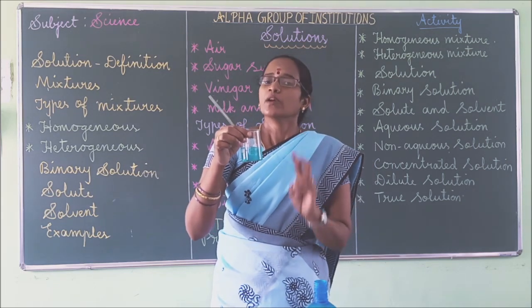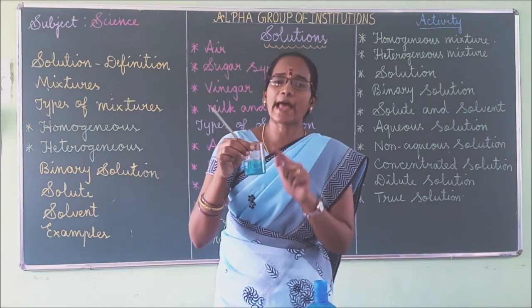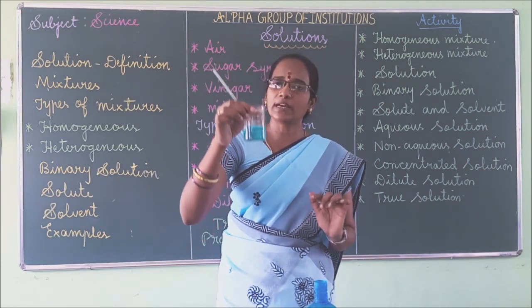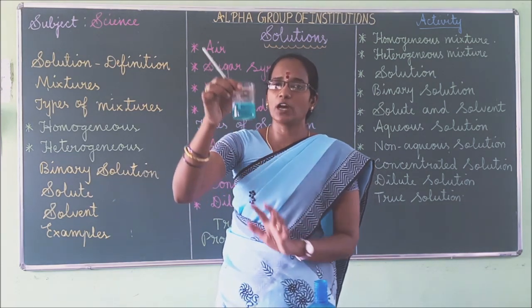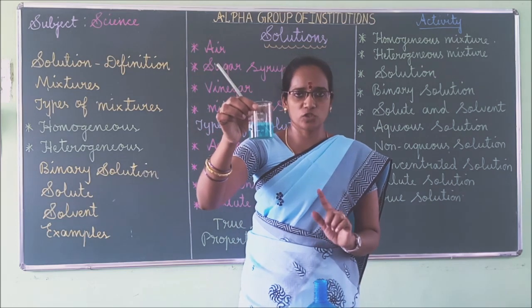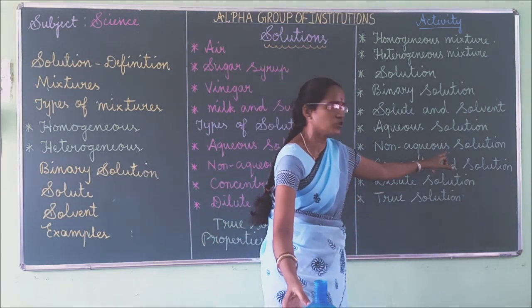Okay. So aqueous solution means what? The solution in which water acts as a solvent is called the aqueous solution. This copper sulphate in water is an example of aqueous solution. Understood, children? Right. So next experiment, non-aqueous solution.